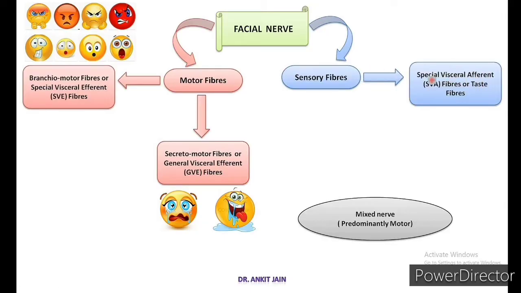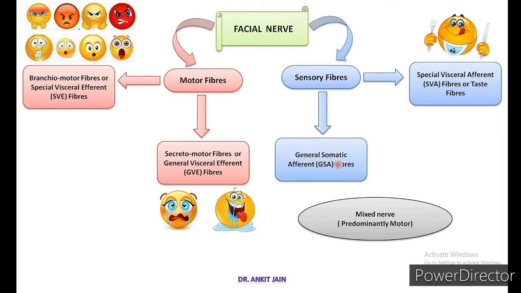First is special visceral afferent fibers or taste fibers. These fibers bring the taste sensation from the anterior two-thirds of the tongue and the soft palate. Second type of sensory fibers is general somatic afferent fibers, which bring the cutaneous sensation from the concha of the auricle. Now, we discuss these fibers one by one in detail.